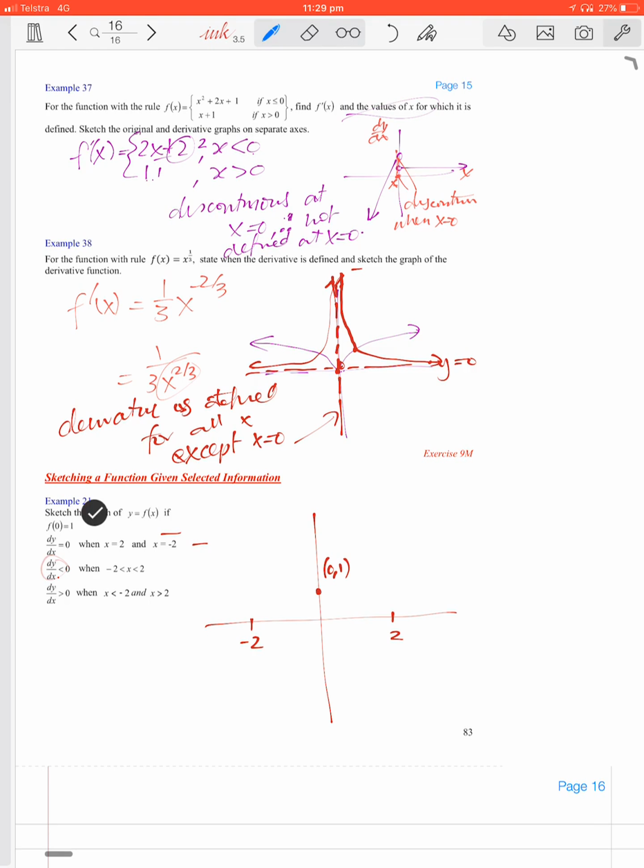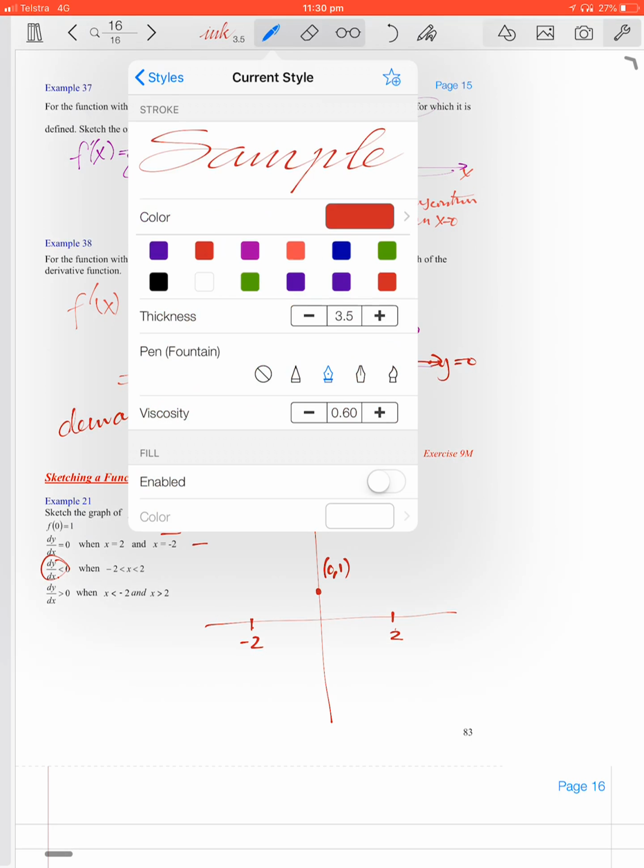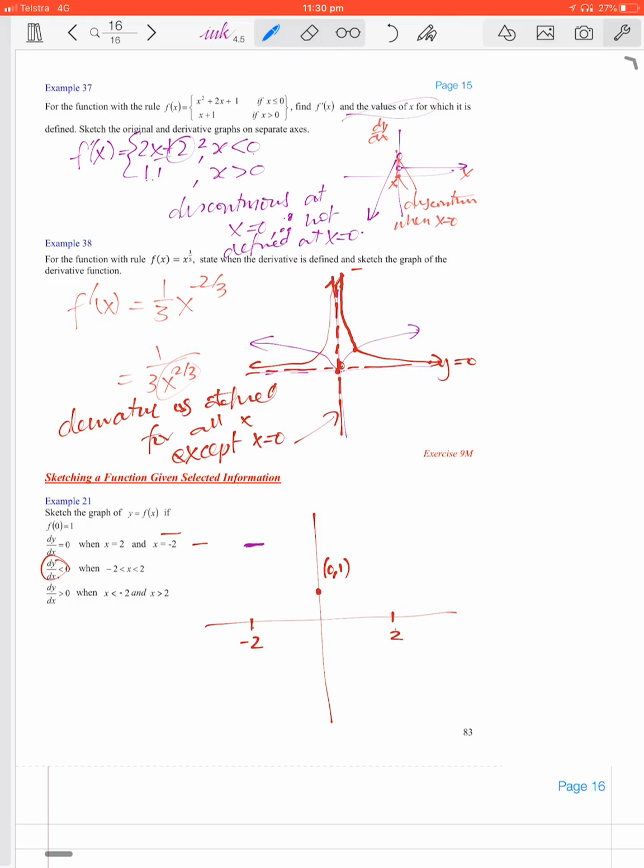When the gradient between negative 2 and 2, so in between these 2 points, is negative, so it's got to be going down between those 2 points, and then it flattens out. So here, it's got a 0 gradient at there and 0 gradient here, so now it's got to go down and then like that. Okay, the gradient is positive when x is less than negative 2, so it's got to go down like that. And the gradient is positive when x is greater than 2, so it's got to look like that.